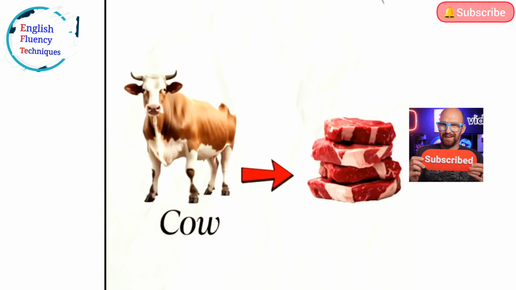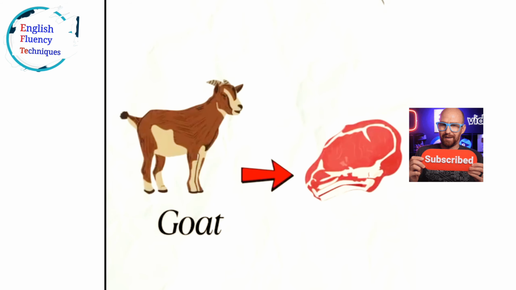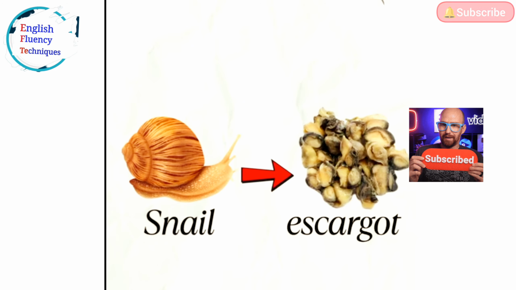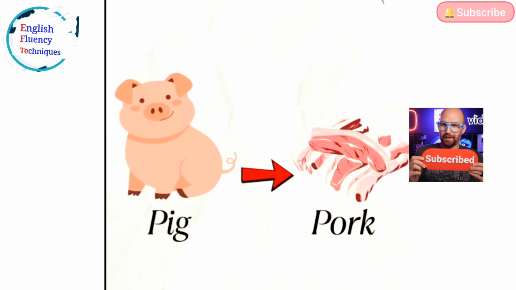Cow meat is called beef. Sheep meat is called mutton. Goat meat is called chevon. Snail meat is called escargot. Deer meat is called venison. Pig meat is called pork.